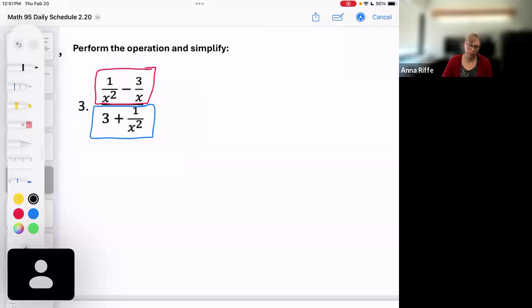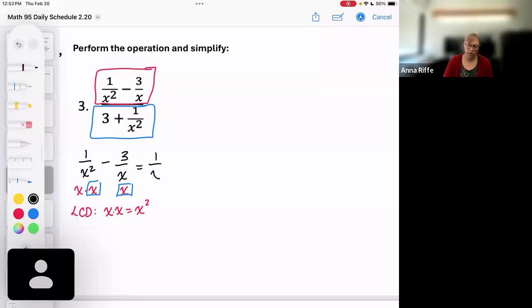I'm going to take the 1 over x squared minus 3 over x, and I'm going to note what the least common denominator is. The first denominator is x squared, which is x times x. Second denominator, there's a single x. Therefore, my least common denominator has to involve two x's. There's certainly a single x in both, but in one of them I have a second x. So my least common denominator is x squared.